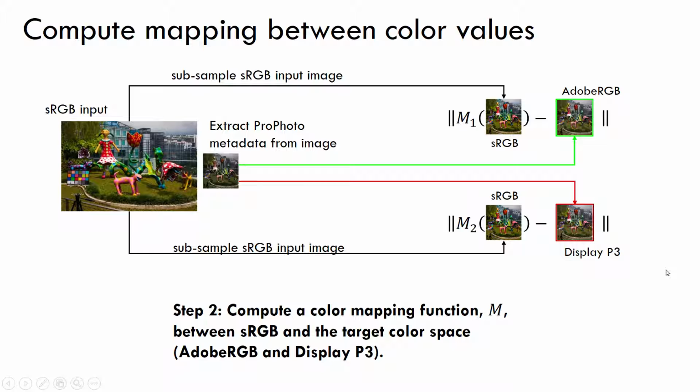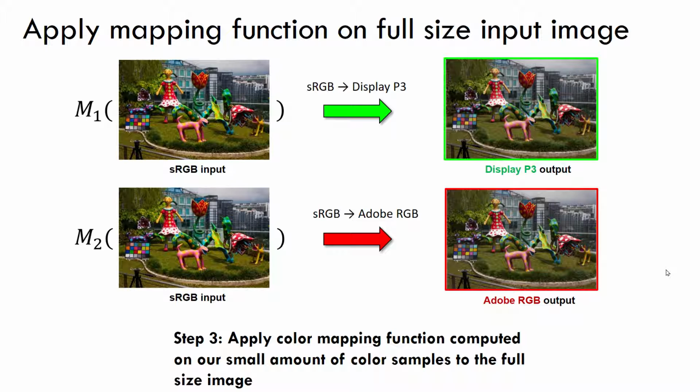Now, the color mapping functions are computed on these small set of subsample images, but it turns out that that works really well for processing the full-size image. So I can take this color mapping function that I computed with those small set of samples, but apply it to my full-size image to get the output images that are now in Display P3 or Adobe RGB.